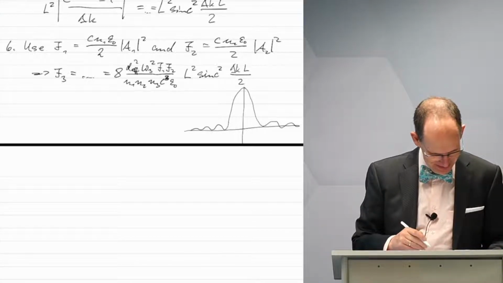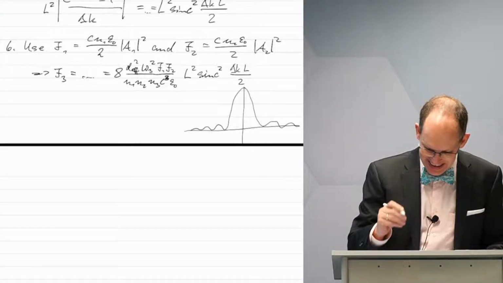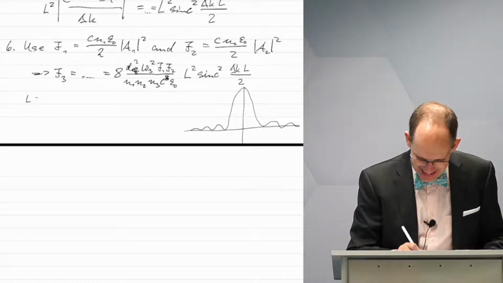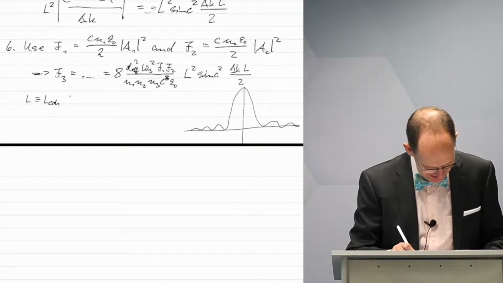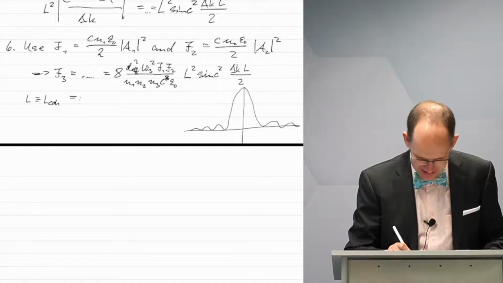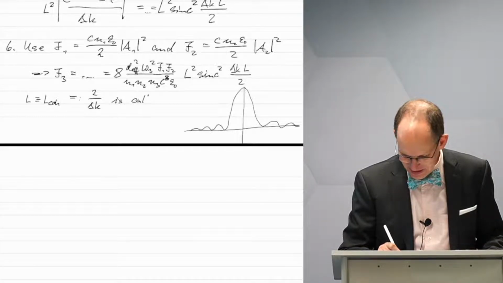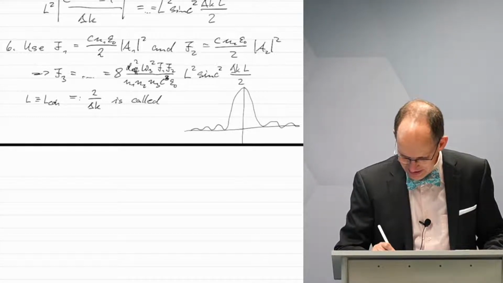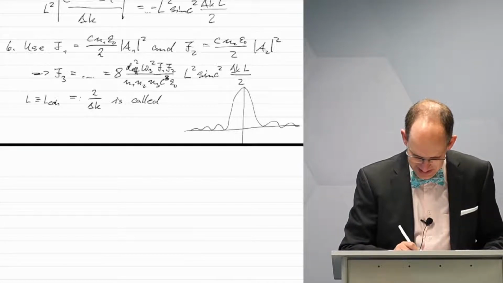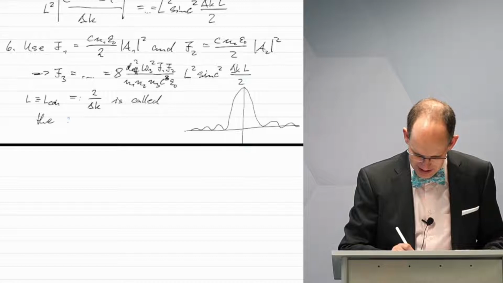Okay, so L equals L coherence, defined as 2 over delta k, is called the coherence length.